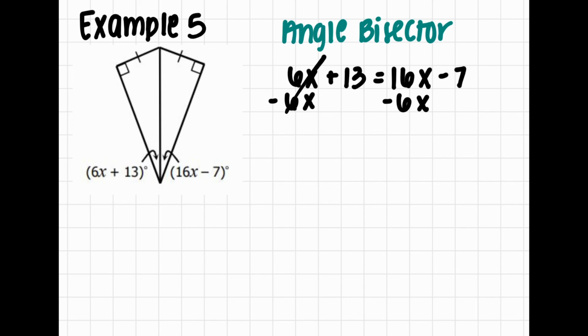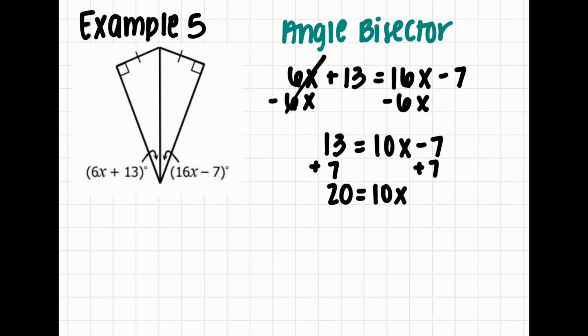It cancels on the left. I'm left with 13 equals 16x minus 6x is 10x minus 7. I need to get that 10x by itself, so I'm going to add 7 to both sides. 13 plus 7 gives me 20, which is equal to 10x still. And my last step to solve for x is to divide both sides by 10, so x is equal to 2.